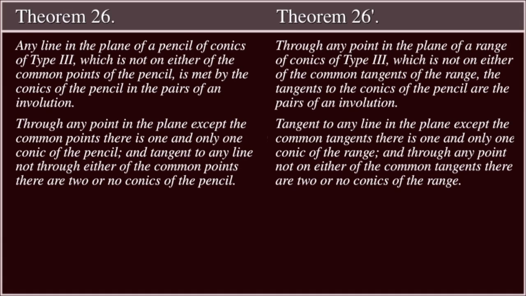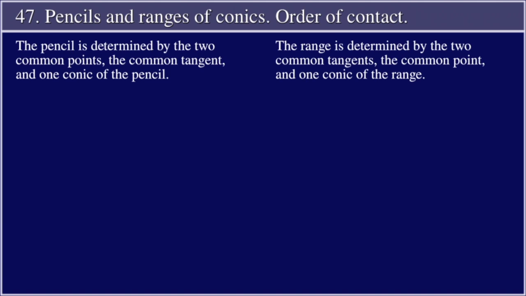Tangent to any line in the plane, except the common tangents, there is one and only one conic of the range. And through any point not on either of the common tangents, there are two or no conics of the range. The pencil is determined by the two common points, the common tangent and one conic of the pencil. The range is determined by two common tangents, the common point and one conic of the range.